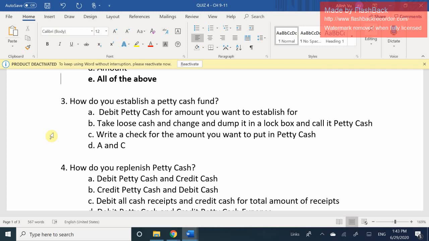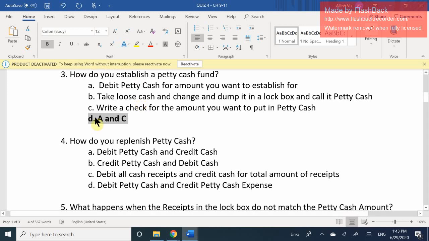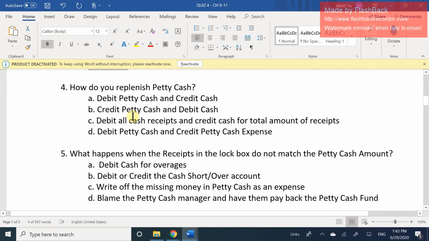You need to have both. You need to create a petty cash fund and you need to debit it for the amount that you want. And second, you need to write a check either to it, or you could actually withdraw money and put it in there. That's a third way, but I wasn't talking about the third way. All right. Good.